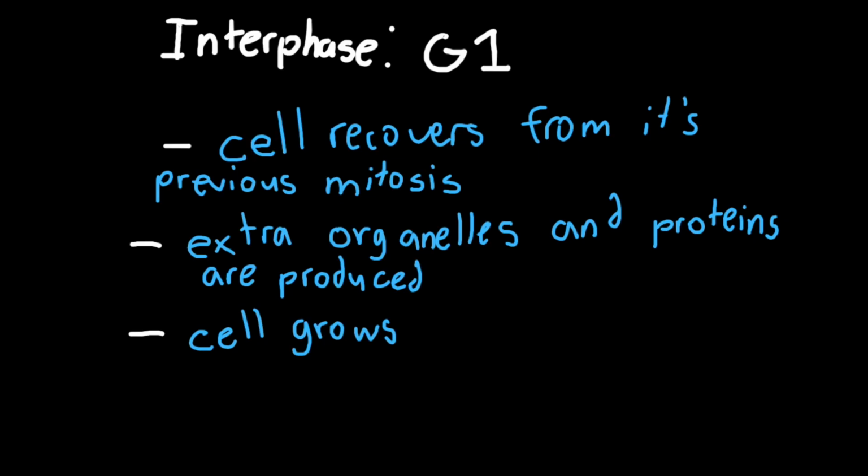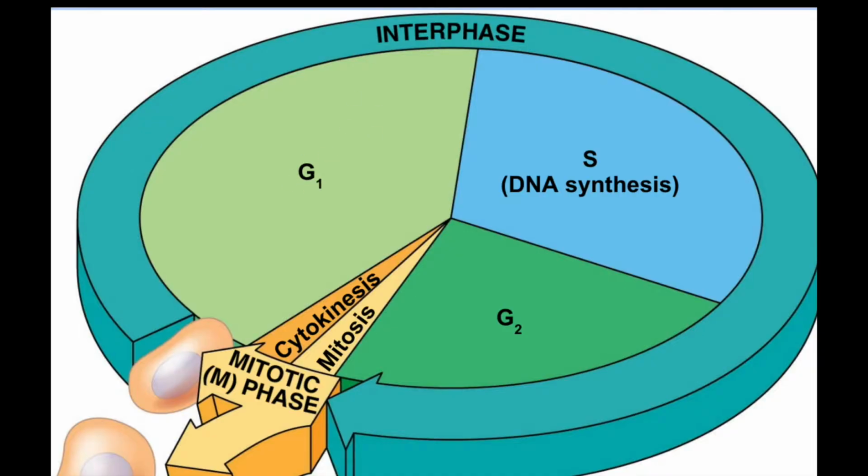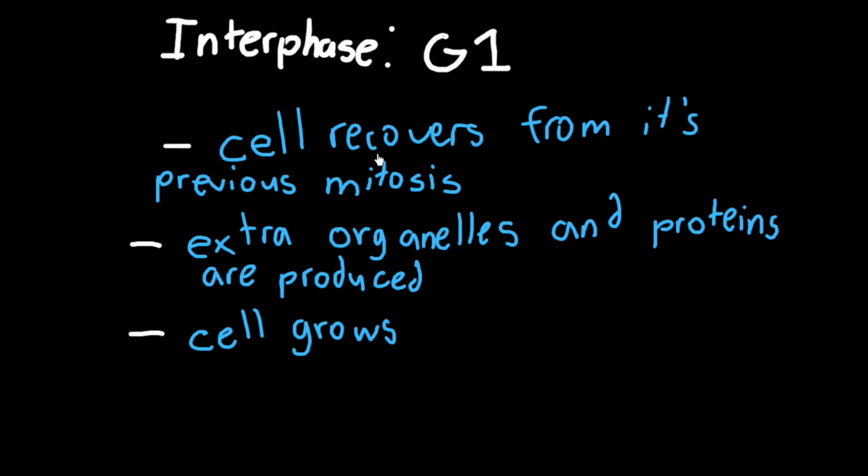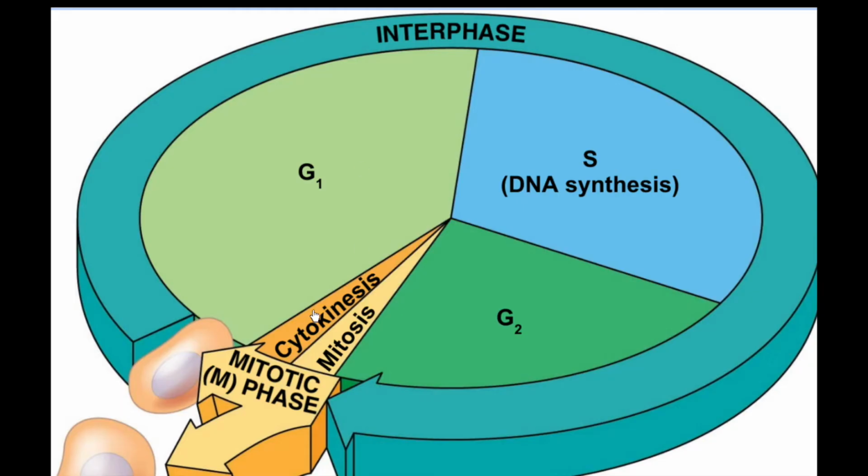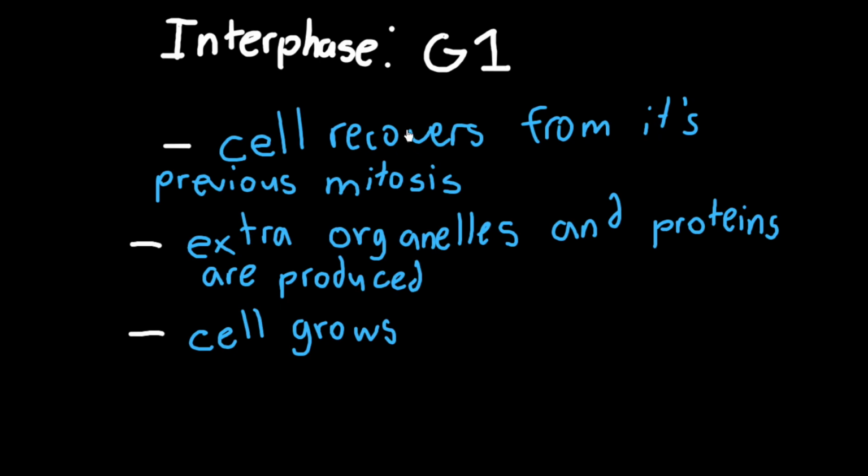So the first phase of interphase is called G1, right here you can see. And what happens is the cell is basically just recovering from the last time it went through mitosis and the mitotic phase, because it does lose a lot of nutrients and things like that when it goes through it, so it does need to recover. So when it recovers, extra organelles and proteins are produced to make up for the ones that were lost, and the cell grows to be able to prepare for being split.